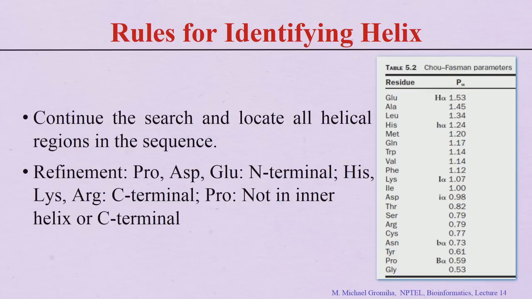So, now how to do this? To continue the search, there are some conditions we can assign for the terminals. For example, you can see some residues which are mainly in the N terminal, some of them in the C terminal, and proline, as we discussed, is not present in the inner helix because it will form turns. These are some common observations you can use for refinement. If you have more residues predicted, right, if you want to refine it, then you can use this information.